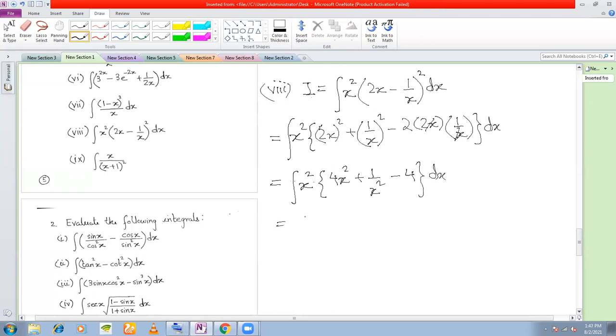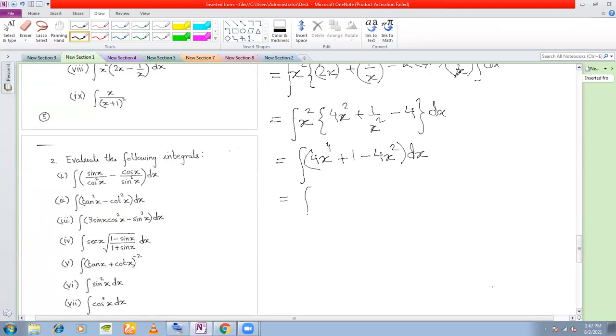Now what you do is you multiply x square throughout. So if you multiply x square throughout, you get 4x to the power of 4 plus x square into 1 by x square is simply 1, minus 4x square dx. Now you separate. So you get integral 4x to the power of 4. Now here I am showing you each and every step because this is just the starting. Later on, I will not be showing you each and every step. These steps will be taken for granted. Okay. Minus integral 4x square dx.